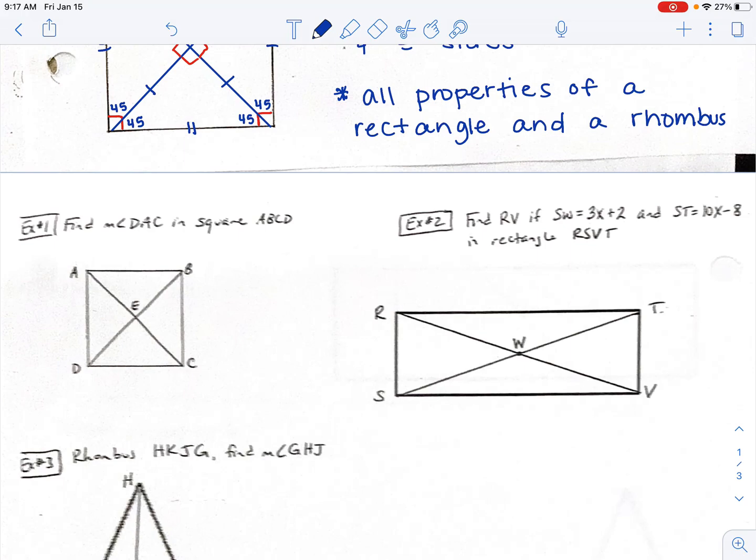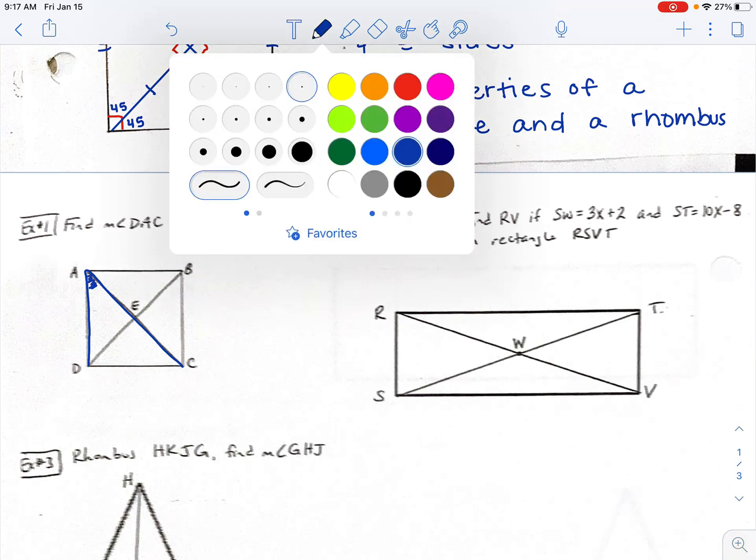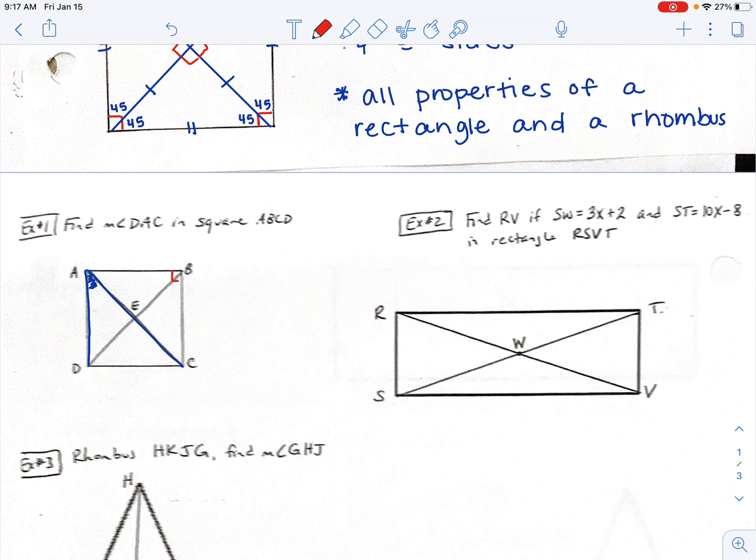So here's what it says: find the measurement of angle DAC in the square. So let's find where DAC is first. So D to A to C. So we're trying to figure out what this angle is right here. So let's think about what we know about the angles in a square. We know that all of the interior angles are 90 degrees.